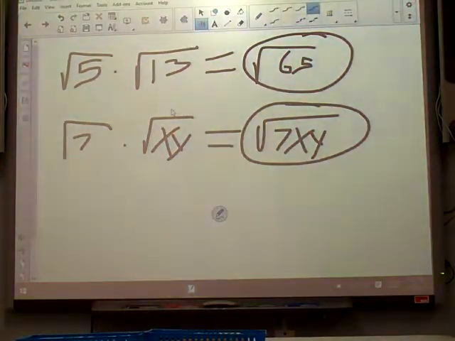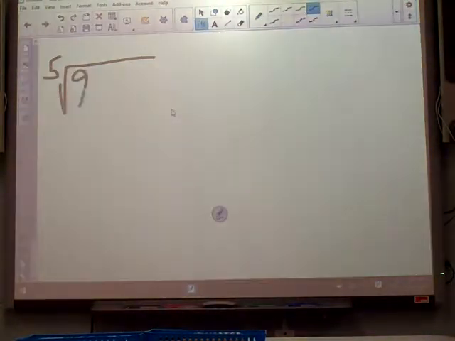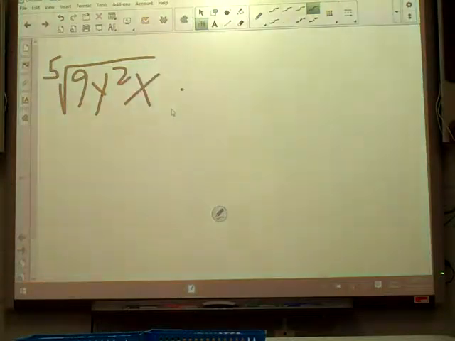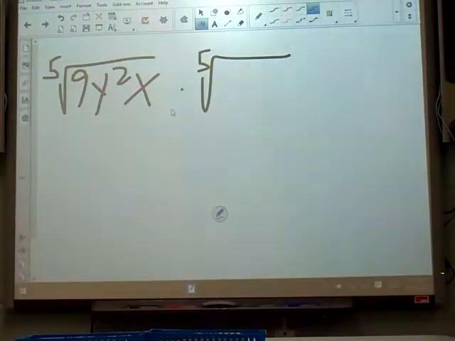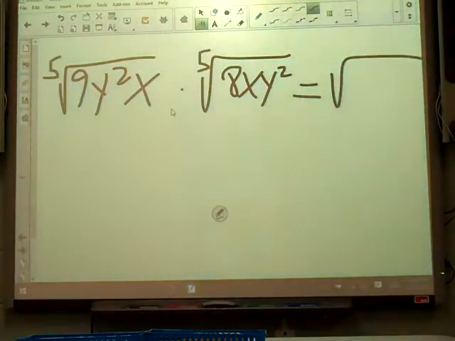Alright, now let's add some different roots and some more variables. Here we got the 5th root of 9y squared x times the 5th root of 8xy squared. Okay, still got to check, make sure it's possible. 5th root times 5th root. Yes, sir, Bob, your answer will be a 5th root.